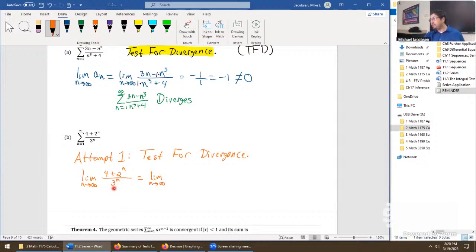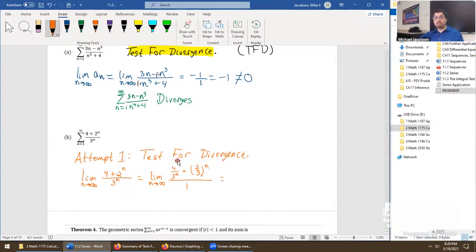Limit as n goes to infinity of 4 divided by 3 power of n plus, when we divide this by 3 power of n, we get 2/3 to the power n. We could just consolidate it as one common base, in other words. Dividing this by 3 power of n just gives us a 1, so nothing going on in the numerator.